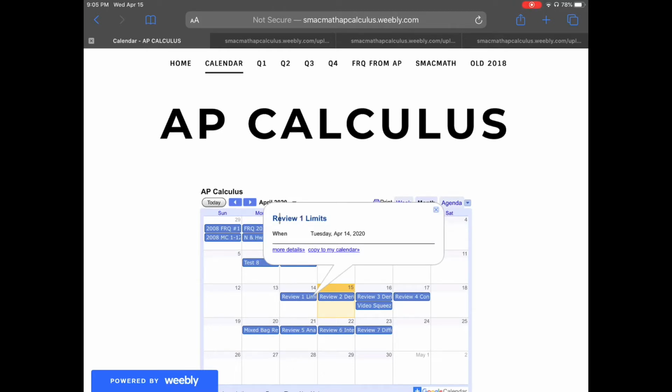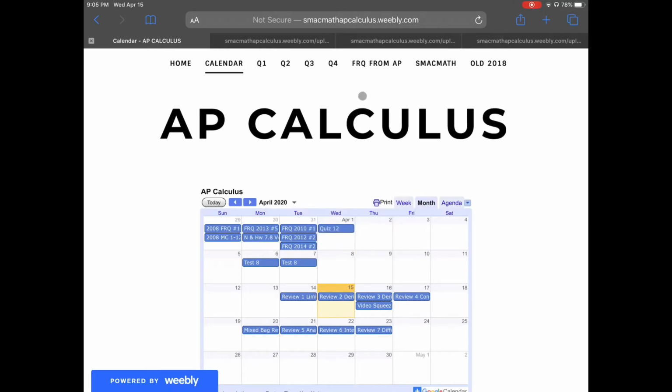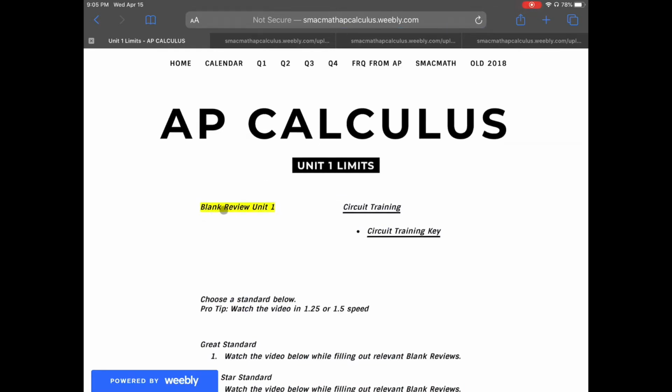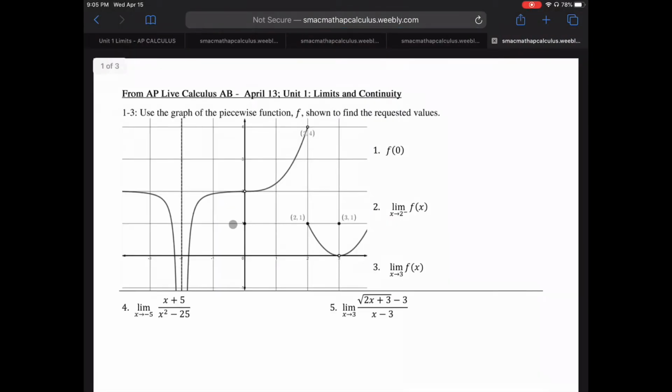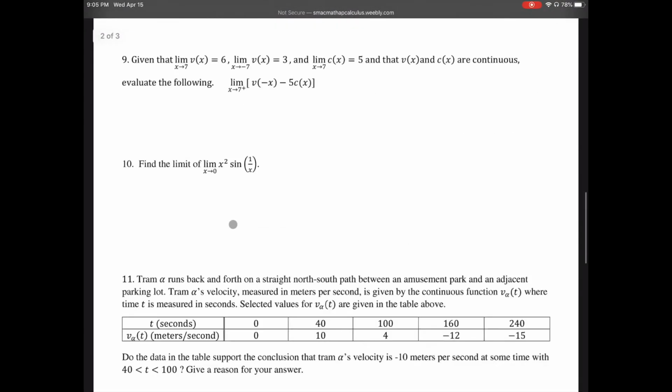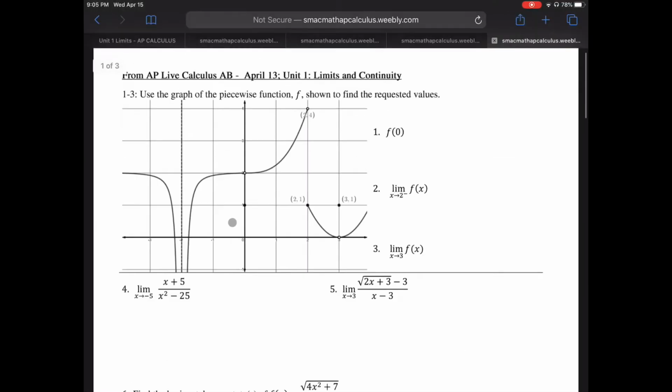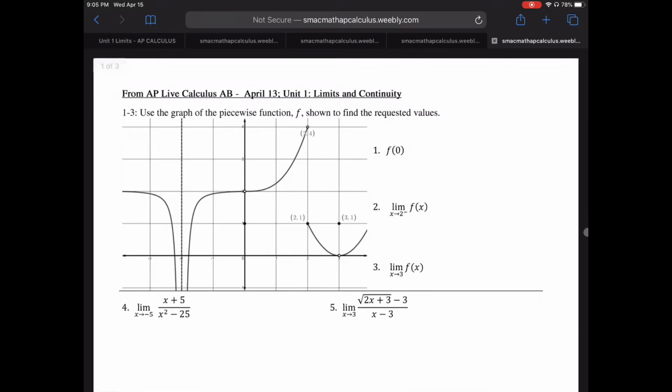So let's examine what it means when it says Review 1 limits. If you go to Q4, hover over Review, and you choose Unit 1 limits, you will see there is a blank review, a circuit training, and a circuit training key. This blank review goes with the video. If you have a printer and you can print this out, by all means do so. If you're not rich like Grace, then write it out by hand. I'm not saying write this entire thing out. Maybe you could have this up on your phone while you watch the video on your computer. On a sheet of paper, you could follow along and write down these answers.